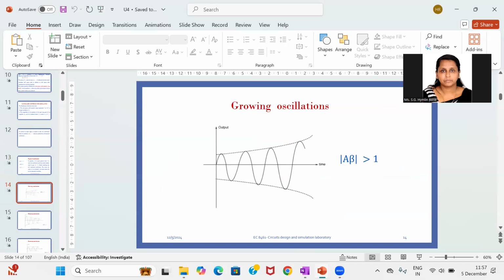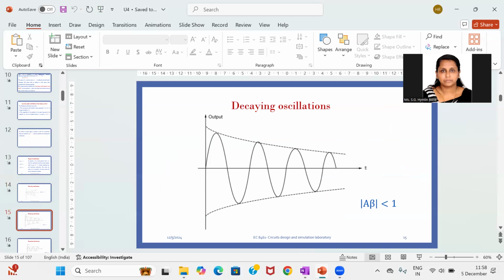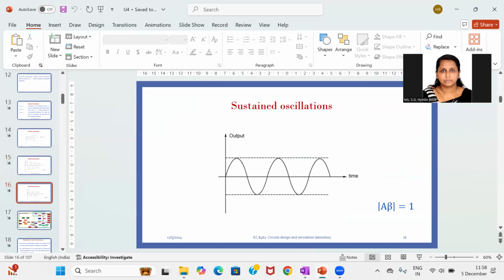So magnitude of A beta greater than 1 is the over damped condition, a growing oscillation. Magnitude of A beta less than 1 is decaying, which means under damped, and sustained means a perfect sinusoidal waveform, which is the output obtained when magnitude of A beta equals 1. So these are the two necessary conditions for a particular amplifier to act as an oscillator. Thank you.